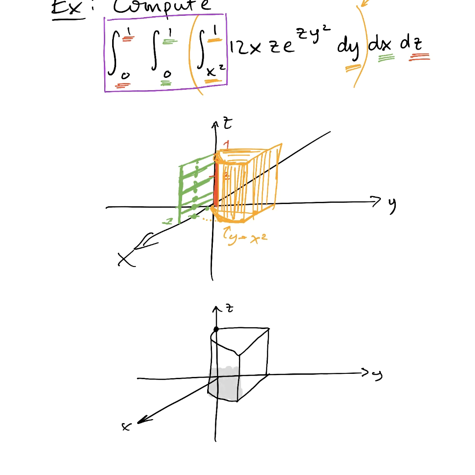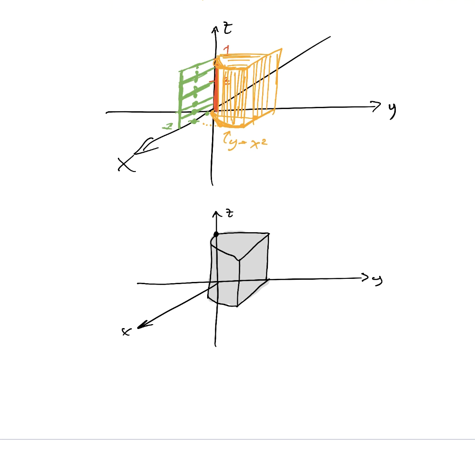All this. That is the 3D object we're trying to integrate over. Okay, so that's our object. This curve right here, that's y equals x squared, flat in the xy plane. That's y equals 1. That's z equals 1. And this is x equals 1. All right, so that's our shape.